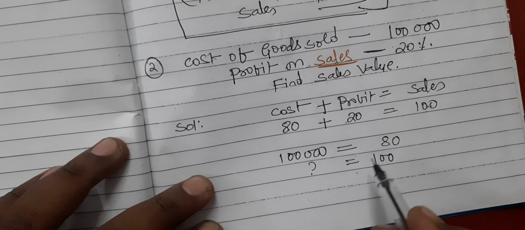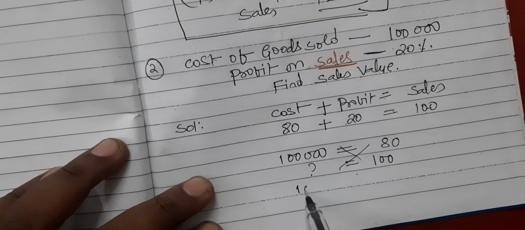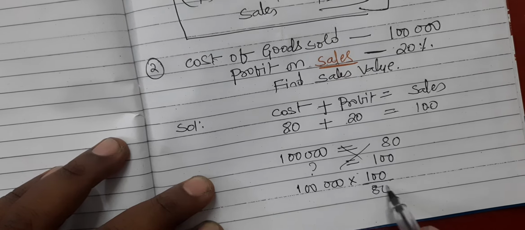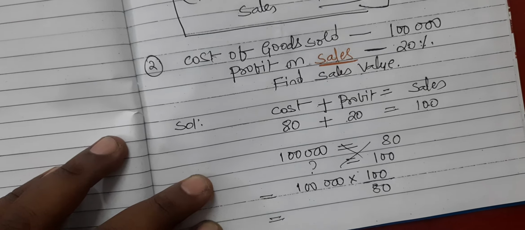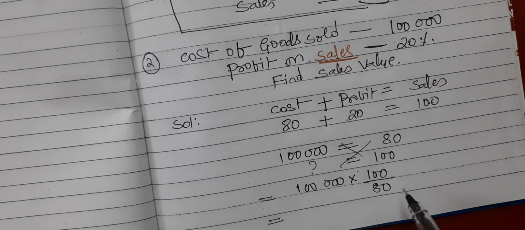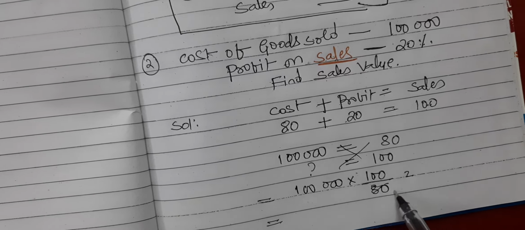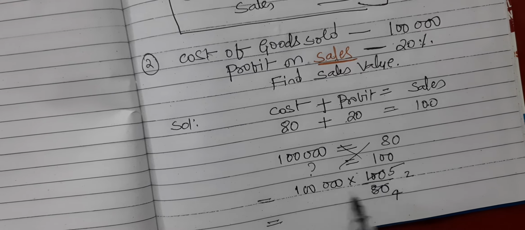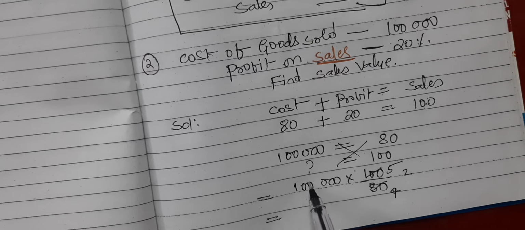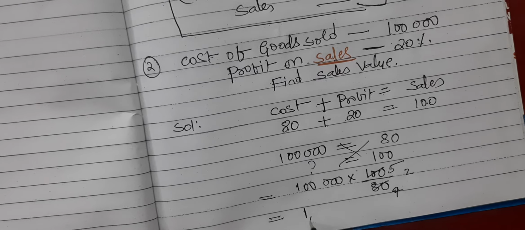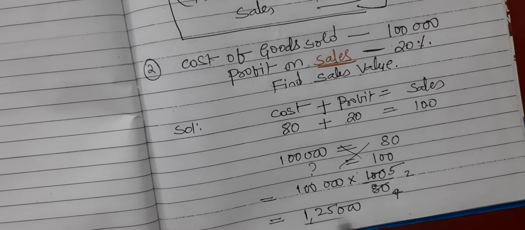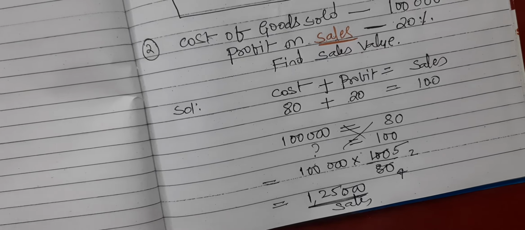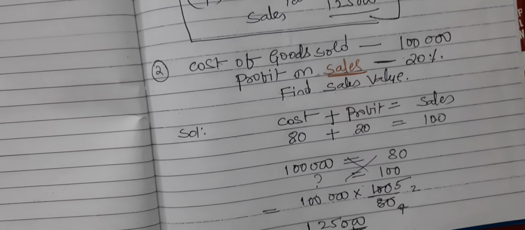Then cross multiplication: 1 lakh into 100 by 80. So it comes to how much? 2 fours are 8, 2 fives are 10. So it is 1 lakh divided by 4 is 25,000, into 5. So the answer is 1,25,000. So your sales is 1,25,000.